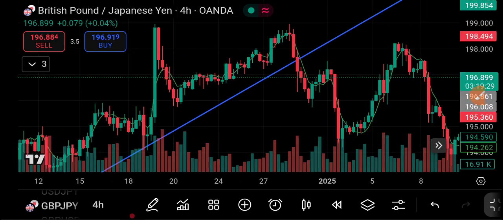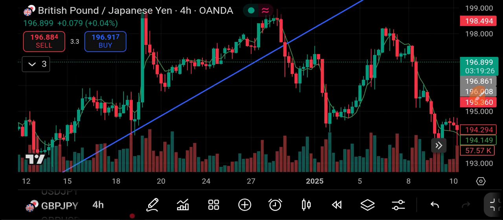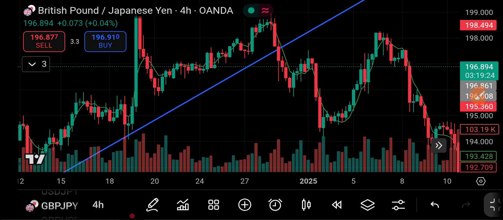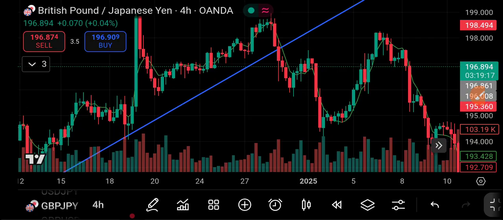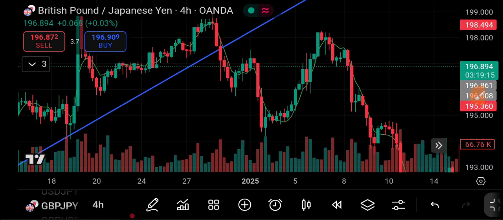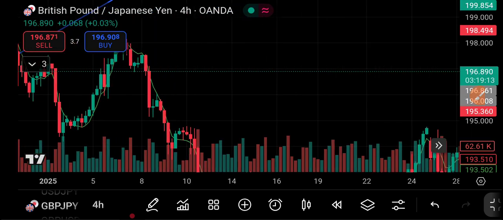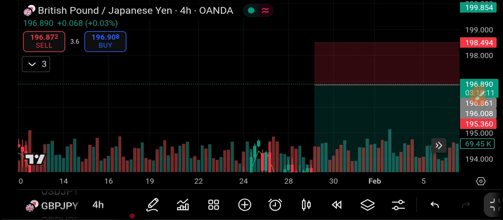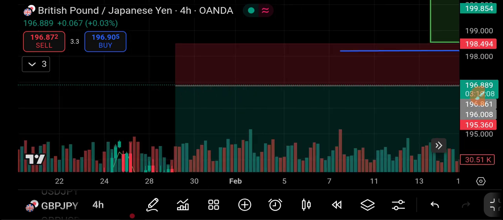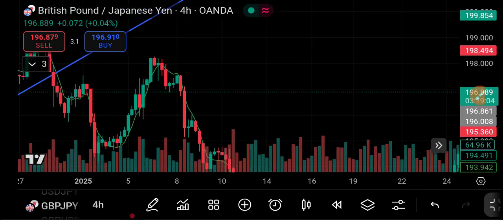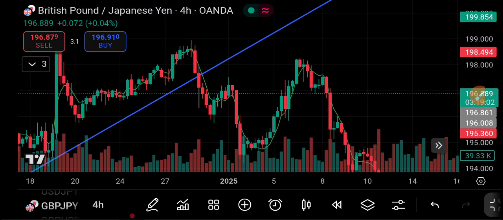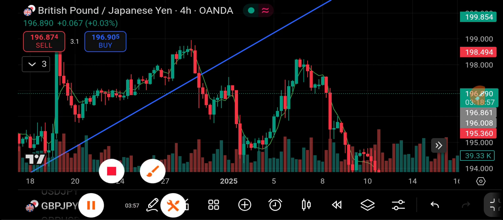For this particular example, it is this particular candle that broke the trend line. Sorry guys, pop-up ads. We are using a free plan of TradingView, so this pop-up is completely inevitable. All right, so we are going to go back. This particular bearish candle broke the trend line.